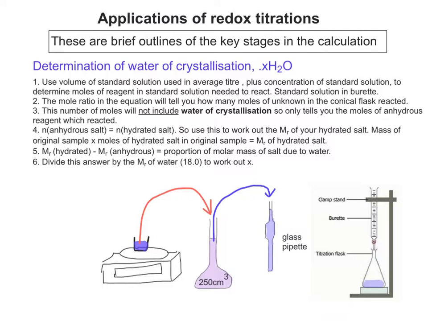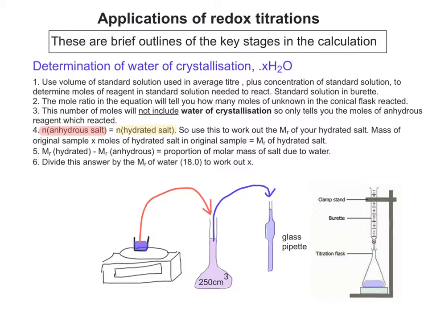So for water of crystallization, you're working out the moles of H2O. The first steps in the process are exactly the same as for doing percentage purity, except when you get to step 3, the number of moles you've worked out will not include the water of crystallization. It only tells you the moles of anhydrous salt which reacted. So, what step 3 gives you is this. Now, the number of moles of anhydrous salt is exactly the same as the number of moles of hydrated salt. The hydrated salt, which is highlighted in yellow, that contains your XH2O.